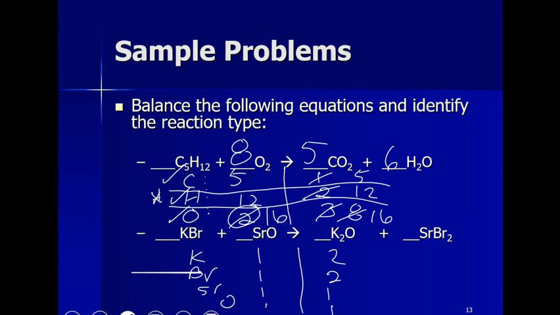So the thing that is not balanced is my KBr. So I can put a 2 there, and that gives me 2 and 2. Now I have 2, 2, 1, 1, check. So in this case, my coefficients are 2, 1, 1, 1, okay? But I don't write ones because that's kind of redundant.